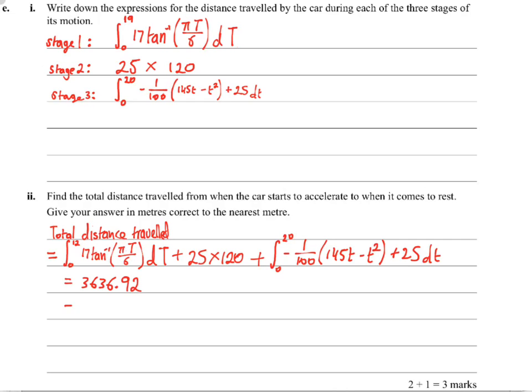So do that in the CAS and we get that result. Give your answer to the nearest meter, and there it is. Okay, whew. We can get tough questions, so you just got to read through them very carefully and think about it very slowly. Okay, well done.